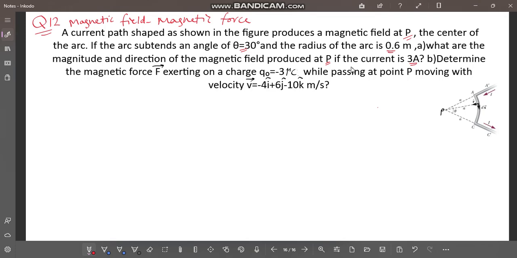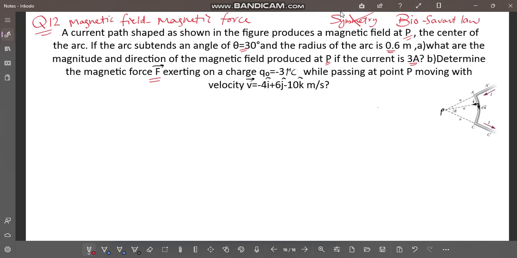and determine the magnetic force exerted on a charge Q0 while passing at point P, moving with velocity minus 4 i hat plus 6 j hat minus 10 k hat meter per second. As you see in the question, the geometry of the problem has no symmetry. That's why we cannot use Ampere's law. We have to use Biot-Savart law.